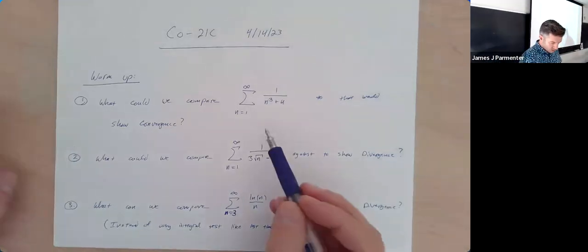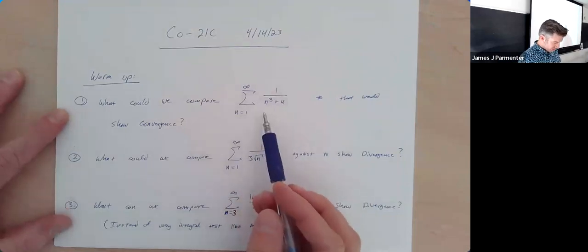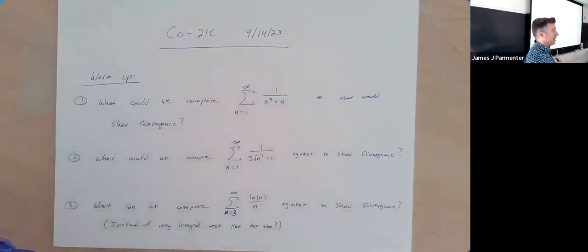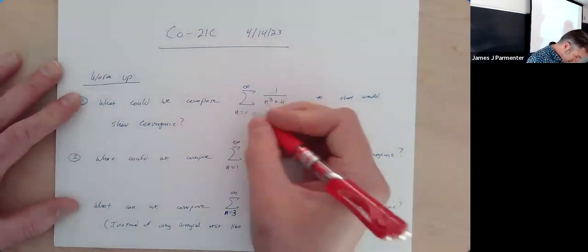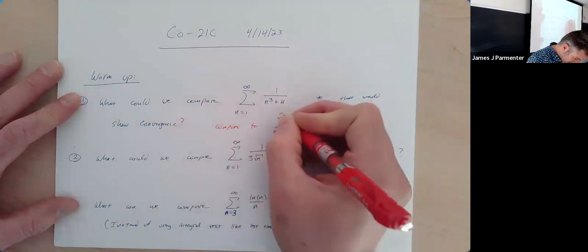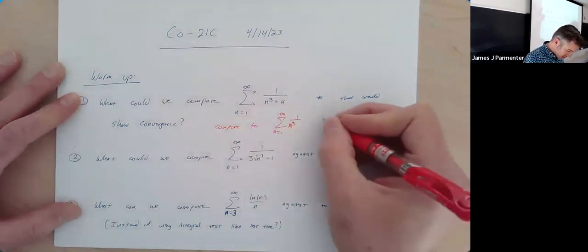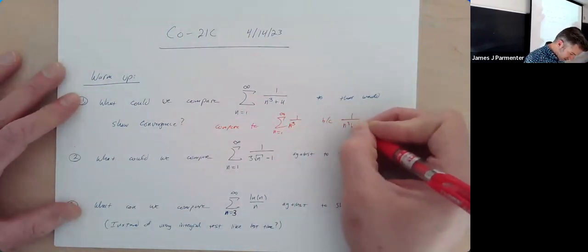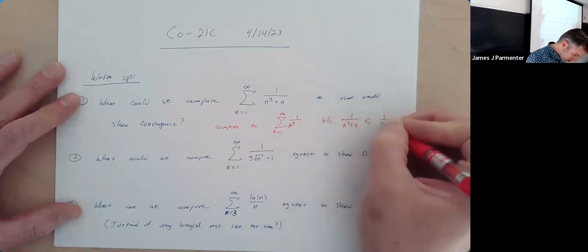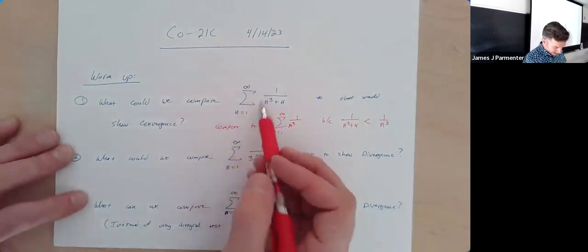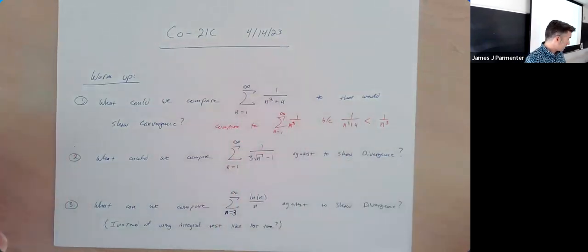So for this first one, we could compare the sum from n equals 1 to infinity of the series to 1 over n cubed plus 4. It certainly looks a lot like 1 over n cubed. In fact, it is correct to compare it with the sum from n equals 1 to infinity of just 1 over n cubed. That's a good choice because we know that 1 over n cubed plus 4 is less than 1 over n cubed, regardless of our choice of n, as long as n is between 1 and infinity, which it certainly is.